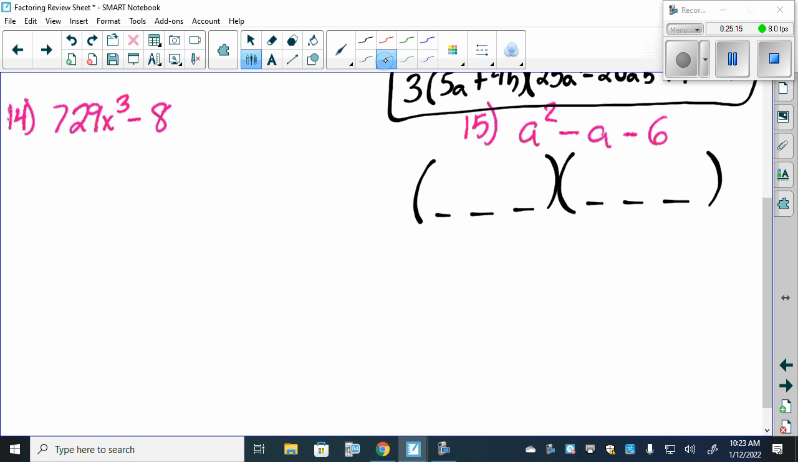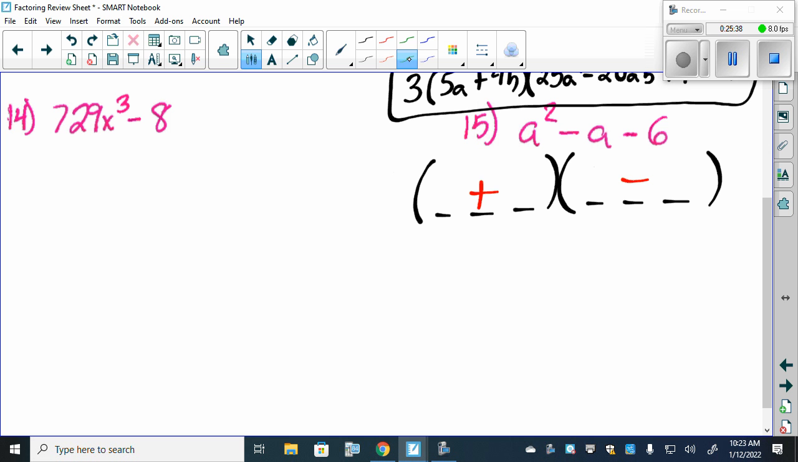Now, there's not a greatest common factor between these three here because, well, a and a squared don't have any numbers with it, and the 6 doesn't have a variable. So we do 2 sets of parentheses with 3 spaces. Since this third term is negative, our signs are opposite.